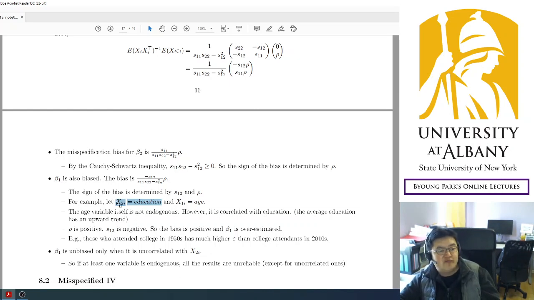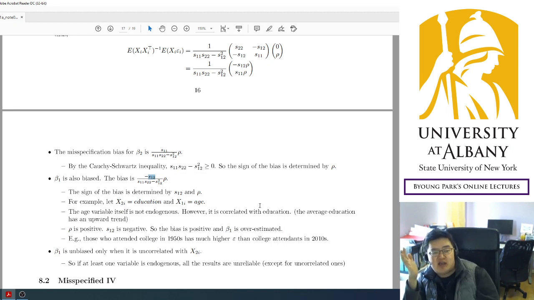First, the coefficient of education is clearly overestimating. So the bias of the coefficient of education will be positive by the same rationale I explained earlier. But what would happen to the coefficient of age? You need to think about two things. First, the covariance between education and intelligence is positive. So this is positive, as I said. And second, what is this covariance, S12? So the covariance between age and education.